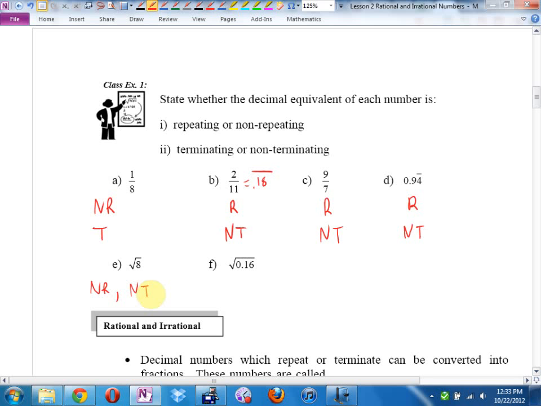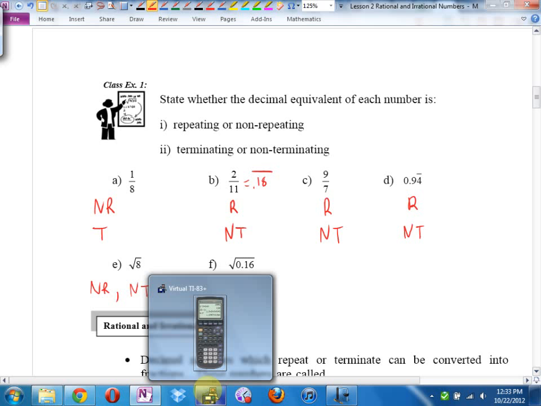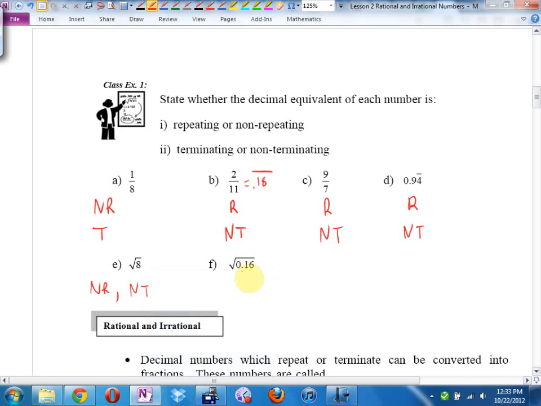Root 0.16 being a good example. Try this on your calculator. Oh, so that's an example of a square root, and it did work out evenly? So repeating or not? Not repeating because it comes to a stop, yes? Oh, and non-terminating. Oh, terminating. Yes, terminating. Sorry. Comes to a stop. Terminating. Okay.